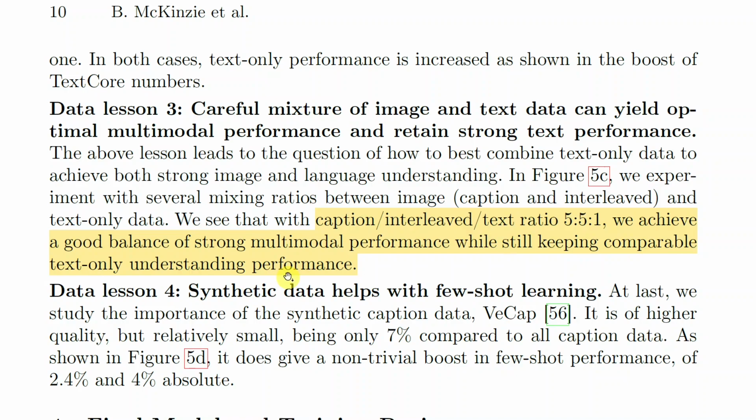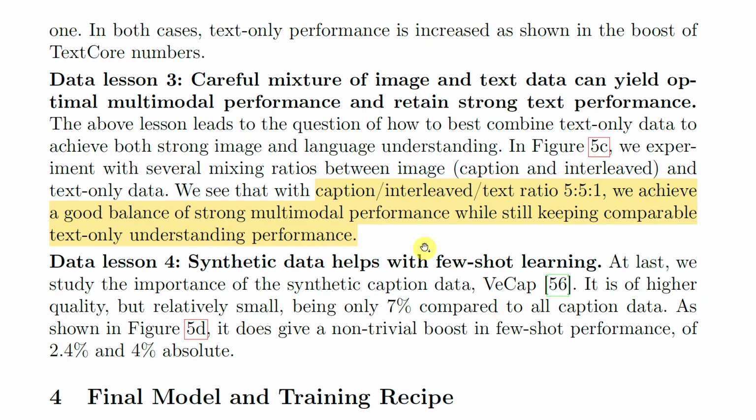So I think 45-45, so caption and interleaved 45% each, and 10% text is the ratio that is taken into account. Synthetic data helps with few-shot learning. So the same amount of synthetic data should also be used, and that helps specifically in few-shot learning as well.